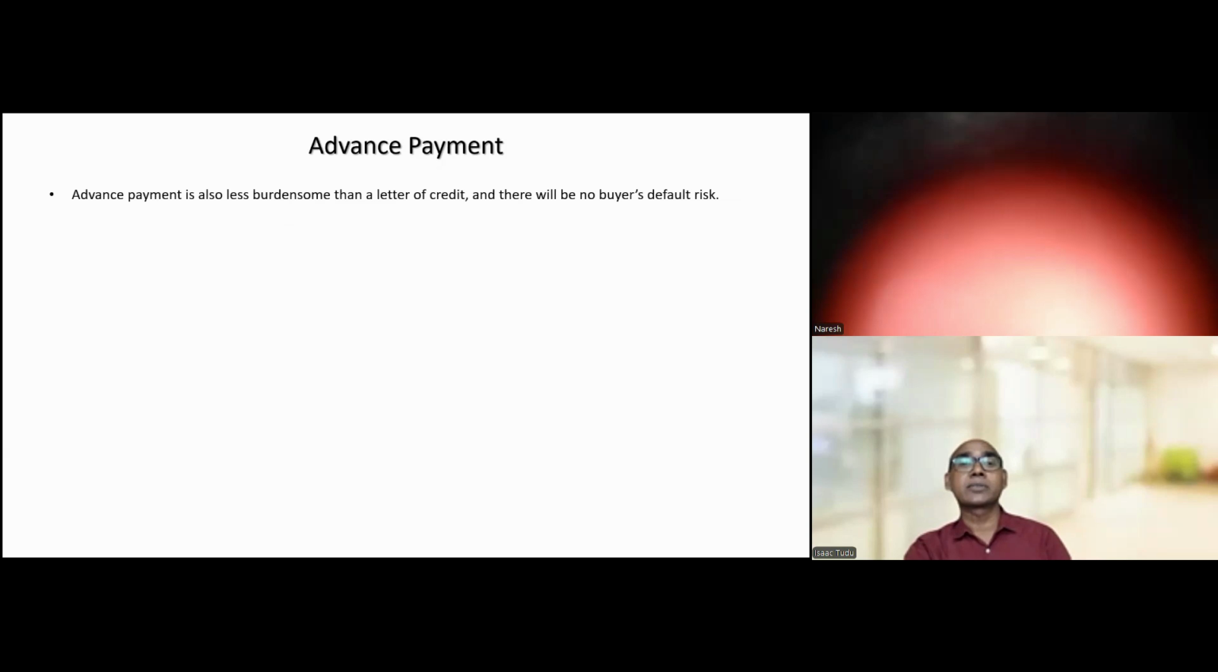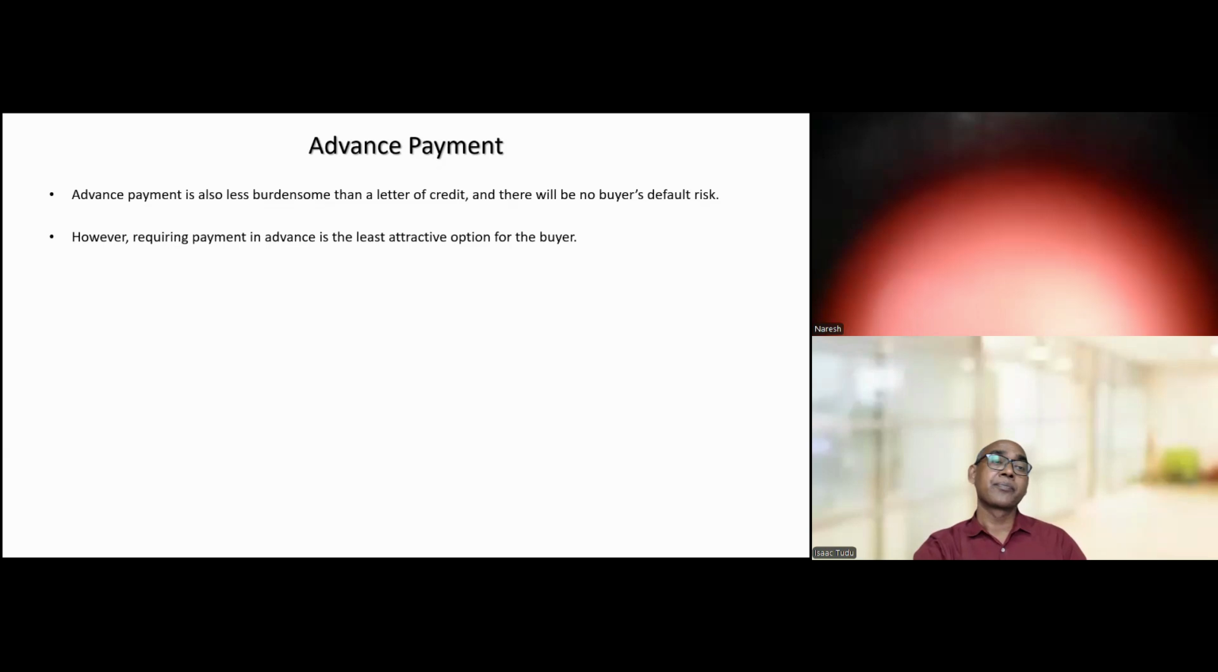So advance payment is also less burdensome than the LC, letters of credit, because in letters of credit, the bank will get involved and we need to present the documents according to the terms and conditions of the LC. That means we need to do something more, right? Apart from doing the shipment of goods. But here in case of advance payment, we do not have to worry about the bank part, fine? And there will be no buyer's default risk.